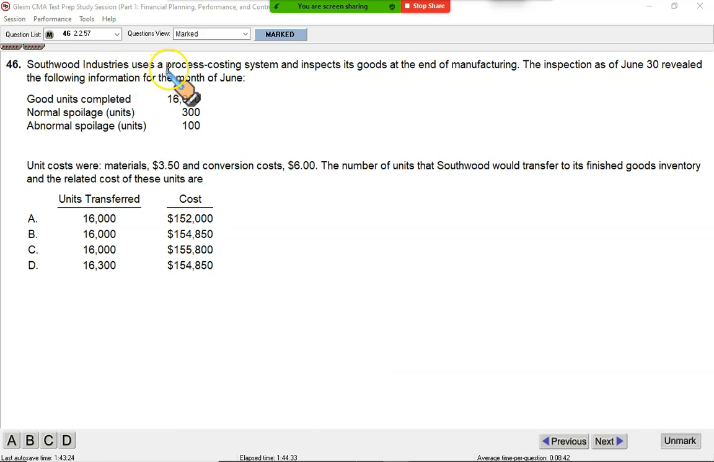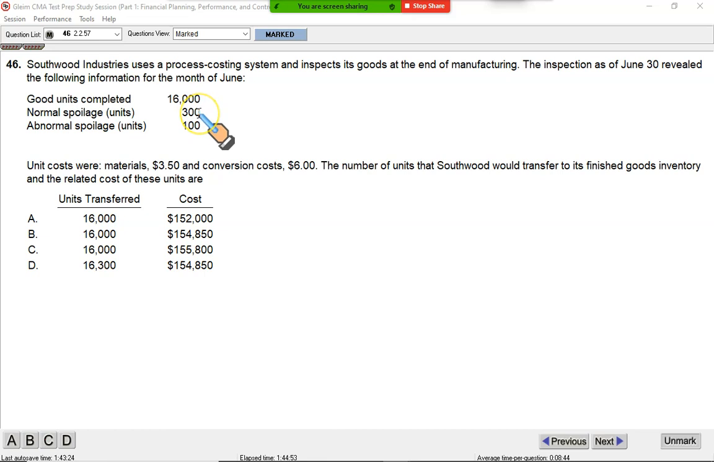Southwood Industry uses a process costing system and inspects its goods at the end of manufacturing. When the manufacturing is completed, then we inspect whether the units are good or not. The inspection as of June 30th revealed the following information for the month. There were good units, 16,000, which were perfectly fine.